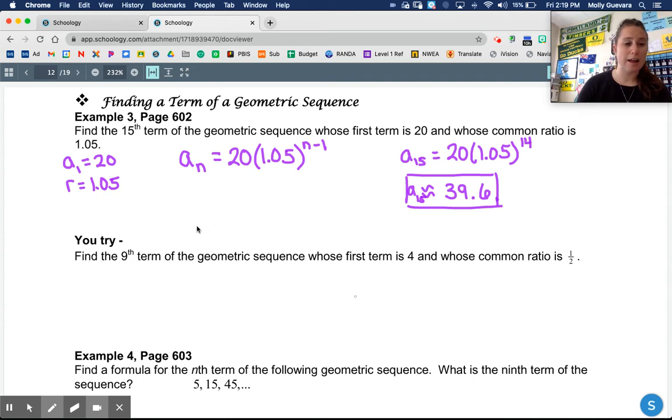So I want you to try this one. Find the 9th term, whose first term is 4 and whose common ratio is 1/2. And then when you're ready to go over it, hit play.